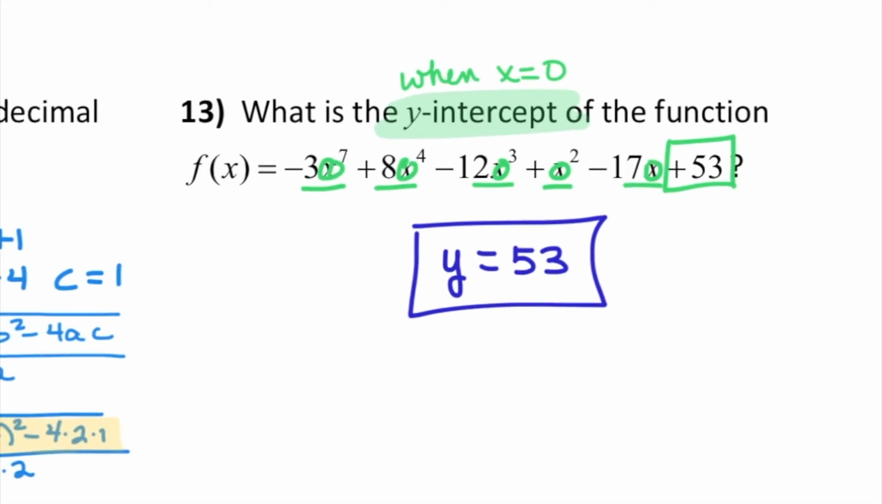And that's really all you have to write. I don't need to see any of the things that I wrote in green. Just y equals 53 is sufficient. Or you could write the point 0, 53.